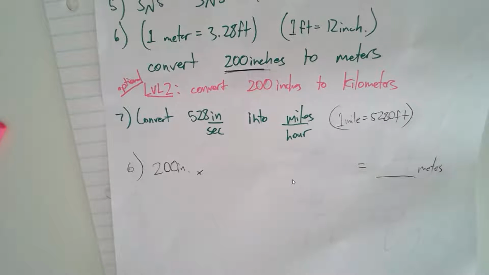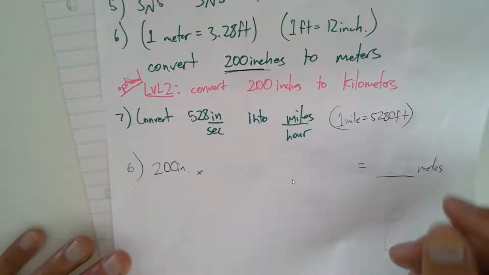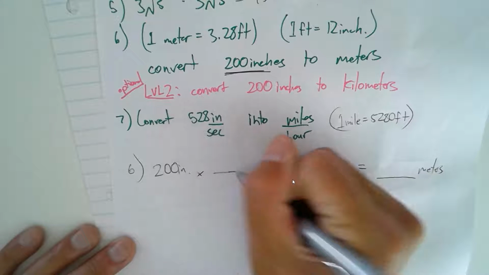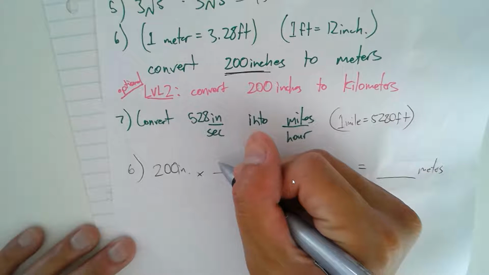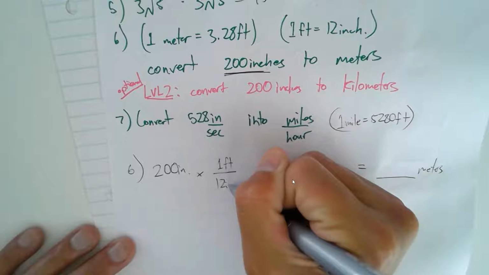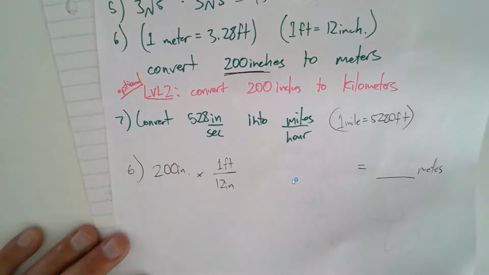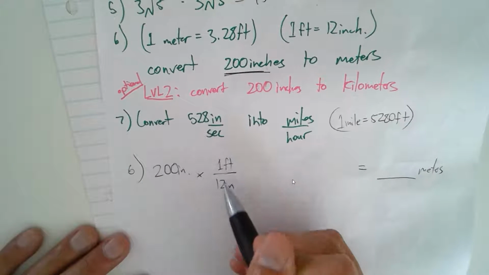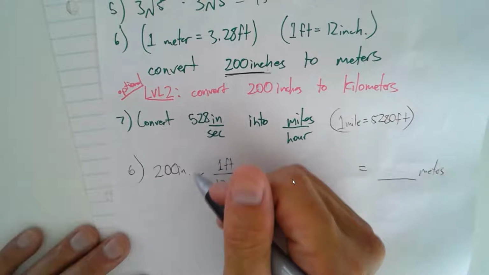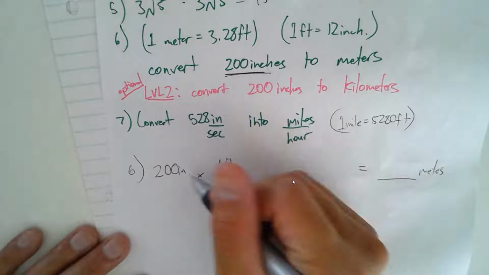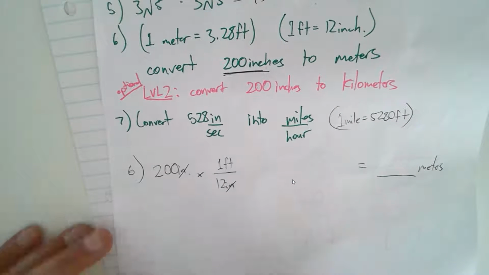What do I know about inches? I don't know anything about inches to meters, but do I know about inches to anything else? To what? Feet. How many inches are in a foot? 12 inches. So let's first convert this into a unit I do know. So let's convert this to feet. So for every 1 foot, I convert it from 12 inches. Okay, so 200 inches times 1 foot divided by 12 inches. If I multiply it out this way, the inches will cancel out because it's on the top and the bottom.